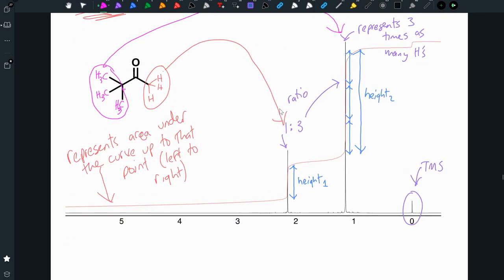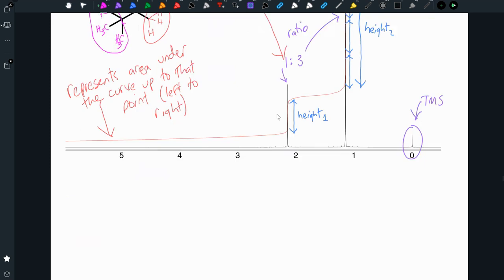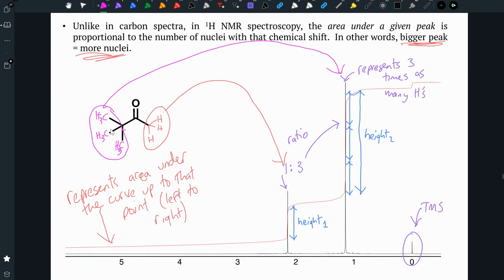All right, so far you've gotten a bunch of information. I'm going to pause it there, and then I will come back to talk about spin-spin splitting, which is our last piece, which is going to tell us something about how many hydrogens are on the neighboring carbons of each peak, which sounds complicated. It is, but it gives us lots of information.